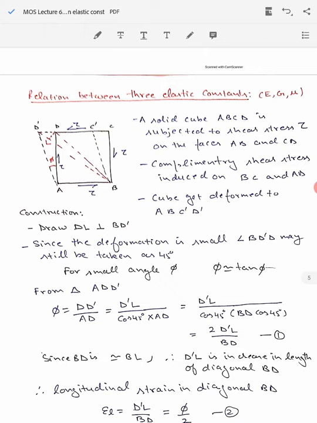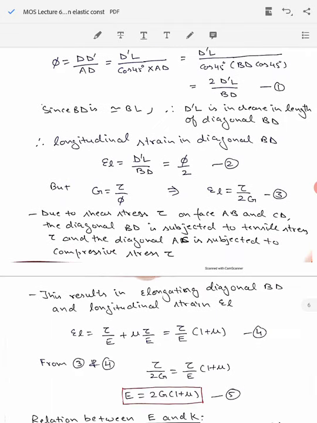So it becomes from AC to AC dash, and it is happening because of the compressive stress of the same magnitude tau that is acting on this diagonal. So the resulting elongation of the diagonal BD and longitudinal strain epsilon L can be defined as the strain acting on the diagonal BD, that is tau divided by E. So this is the primary strain or linear strain.